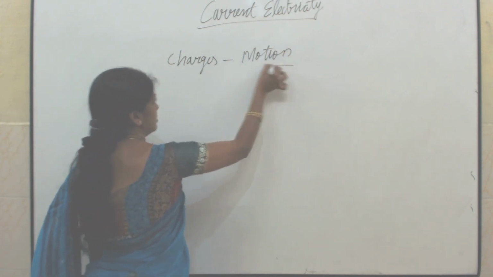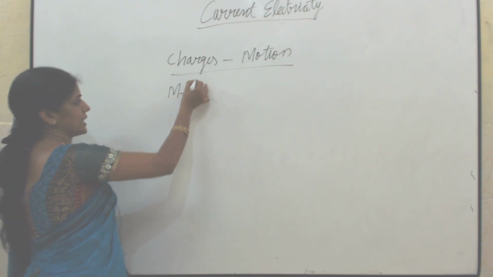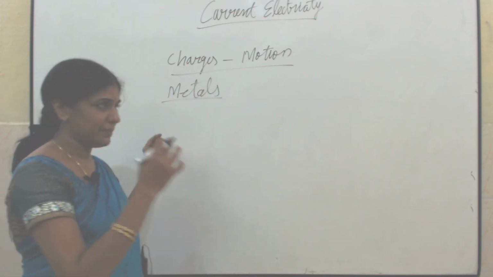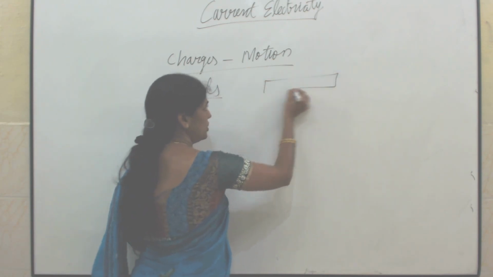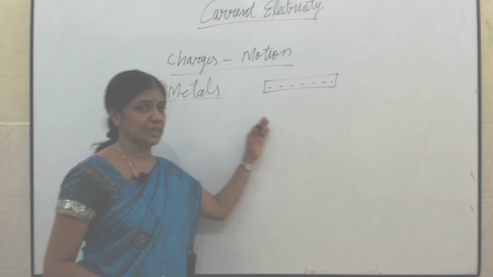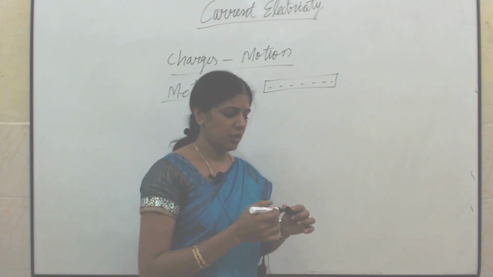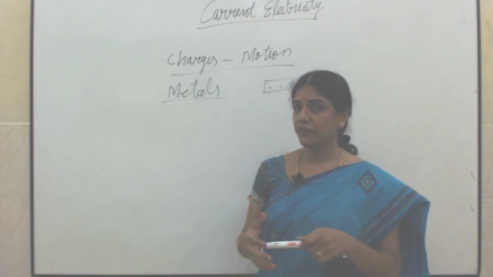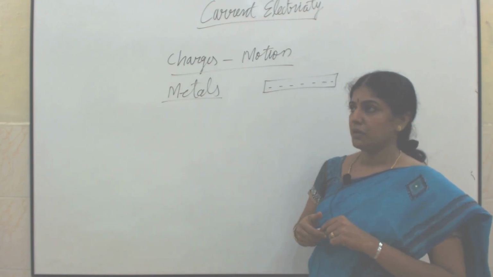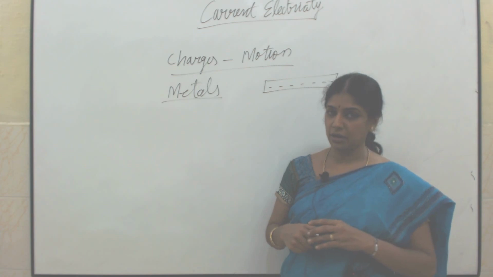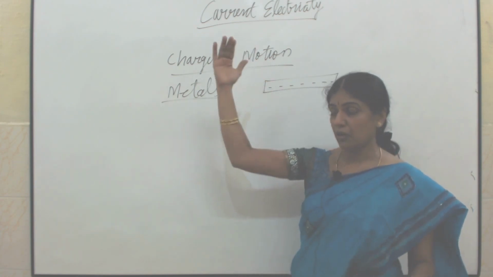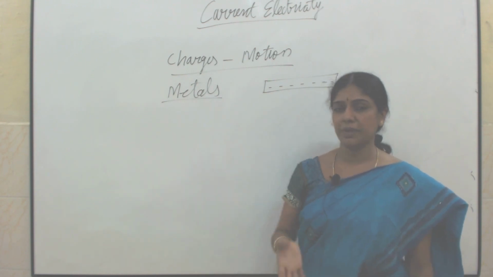Now we know that all metals are very good conductors, isn't it? All metals are very good conductors. That means a metal will allow the charges to flow through it. Now in nature, in our everyday life, we can see so many examples where the charges are flowing. For example, what is happening during lightning? The charges are flowing from the cloud to the earth through the atmosphere.